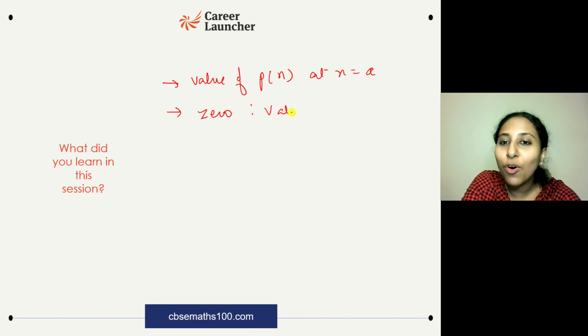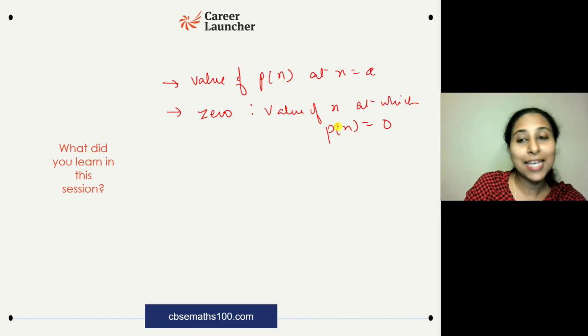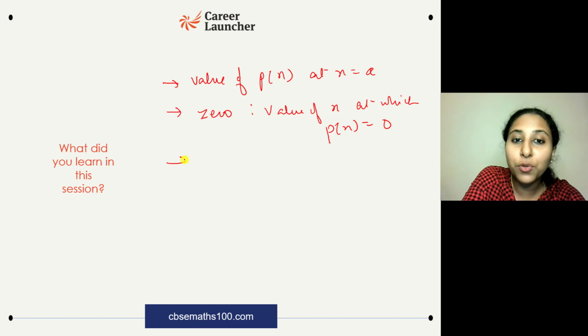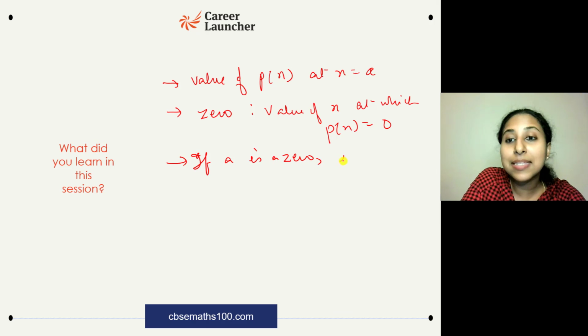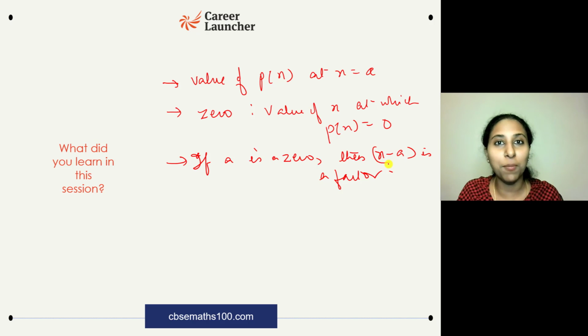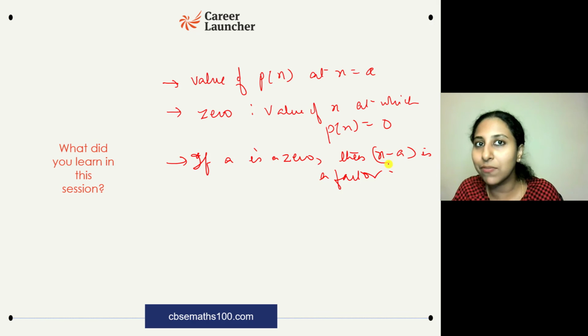It is that value of x at which p of x is equal to 0. So any number which when substituted in place of x makes the value 0, that is the 0 of the polynomial. And if a is a 0, then it means that x minus a is a factor. If you're having any number as a 0 of a polynomial, x minus that number would be a factor. So if a was a negative number, then it becomes x plus, right?